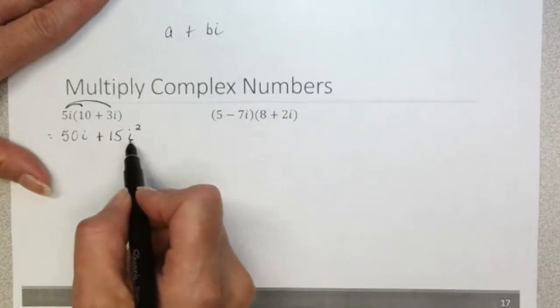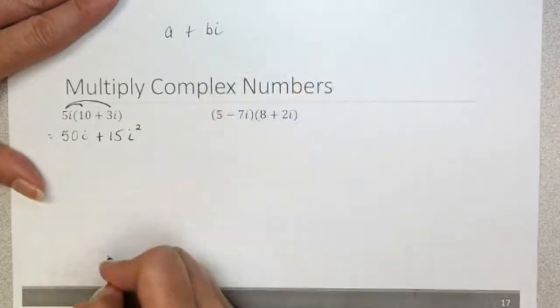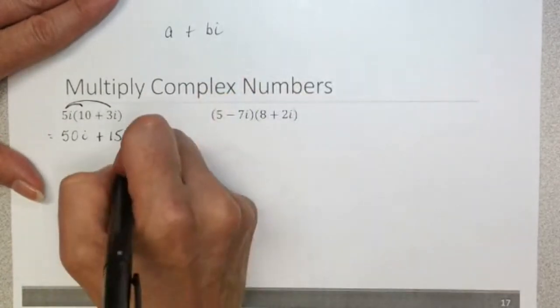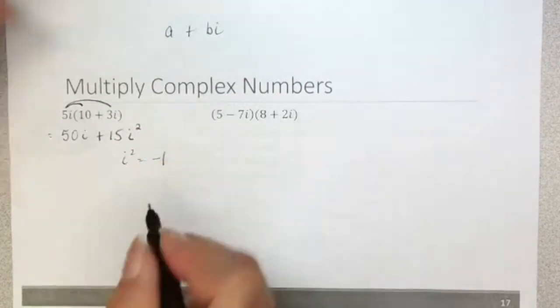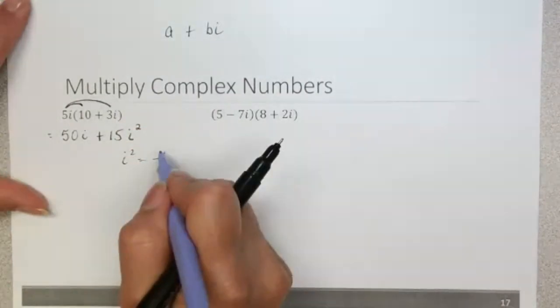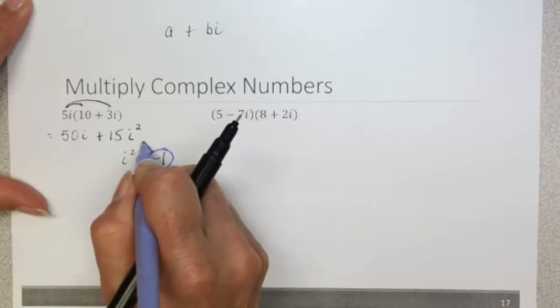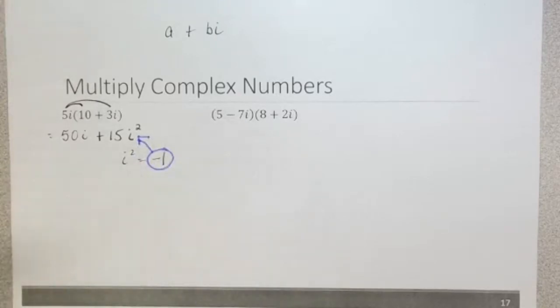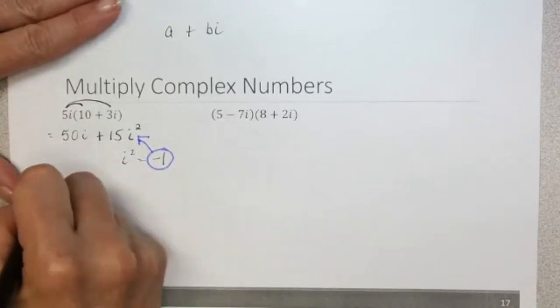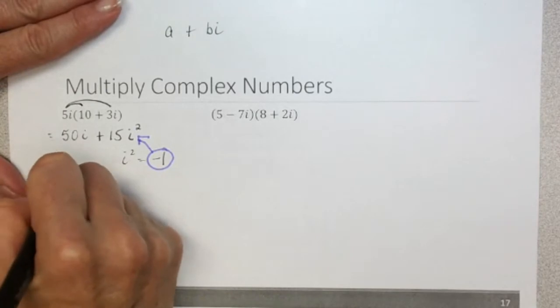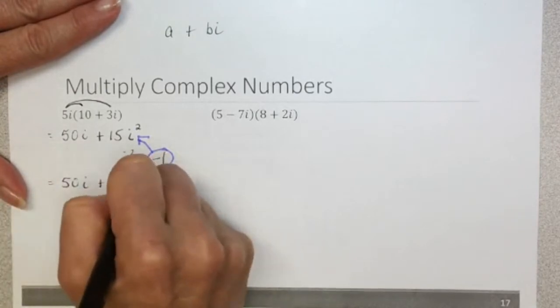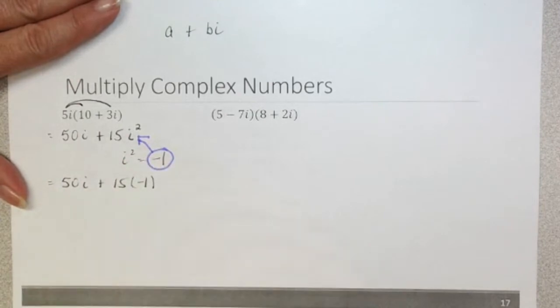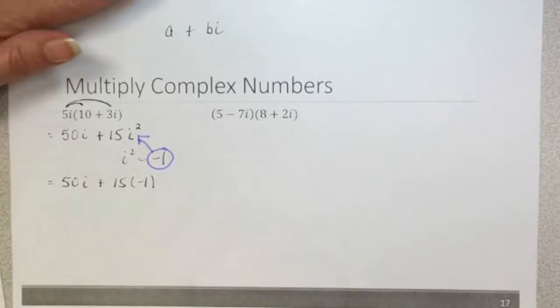In other words, I need to get rid of this i squared. Well, we know that by definition, i squared equals negative 1. Right? So what we want to do here is substitute that negative 1 in there for the i squared. Right? So this then becomes 50i plus 15 times negative 1. Right? Instead of 15i squared.